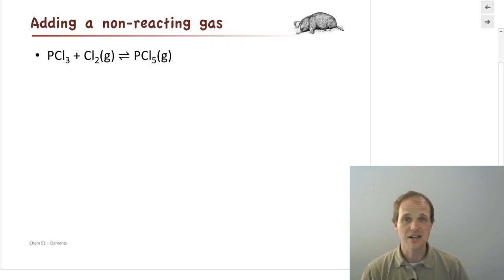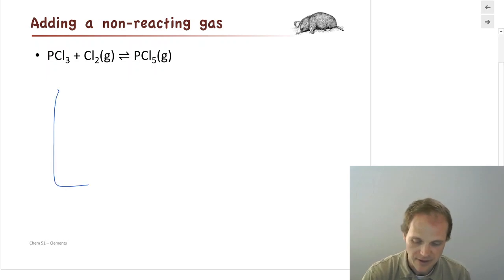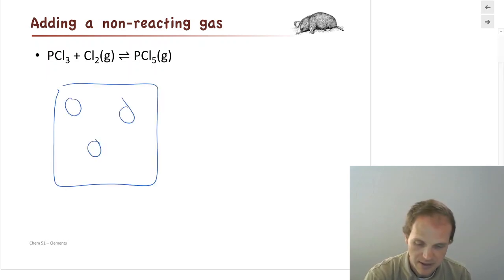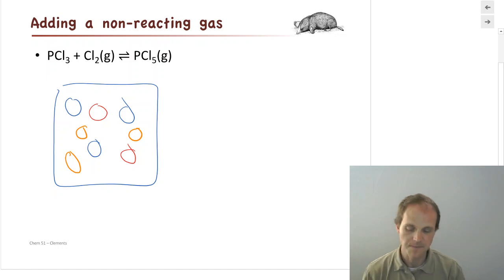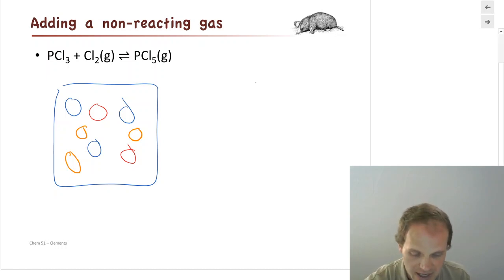Okay, what if we had a non-reacting gas? So we've got this expression here. We've got PCl3 plus Cl2 to PCl5, right? And all of them are in there. So there's some PCl3, there's some Cl2, and there's some PCl5, all at equilibrium. And now what we're going to do is we're going to add another gas in.